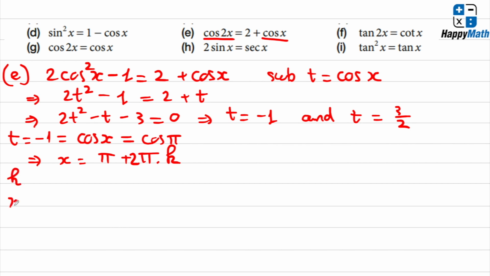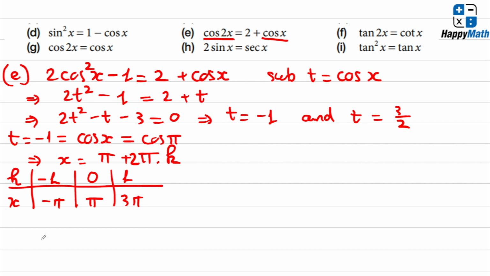K and h: when k equals minus 1, you get minus pi. When k equals 0, you get pi. And for 1, you get 3 pi. Based on this table, you have h equal to minus pi and pi. This cannot be the right answer.